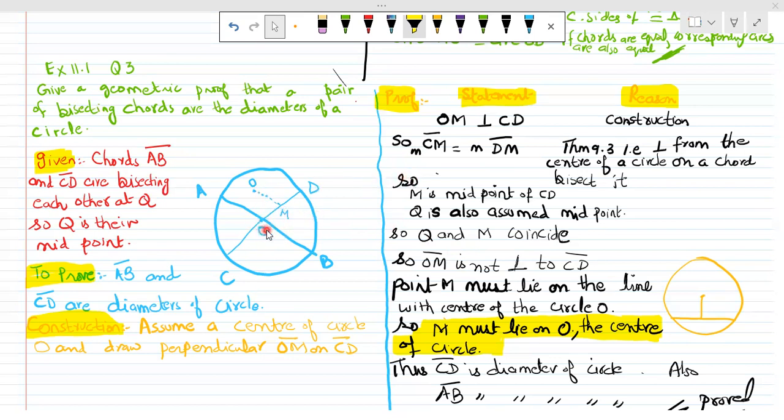So it means that Q is actually the midpoint of CD, but also the center of the circle. And the chord CD, as it is passing through the center of the circle, is the diameter by definition. Now move to question number 4.